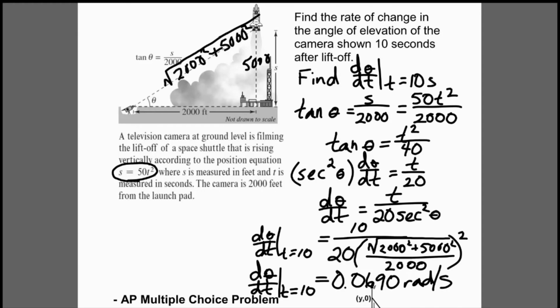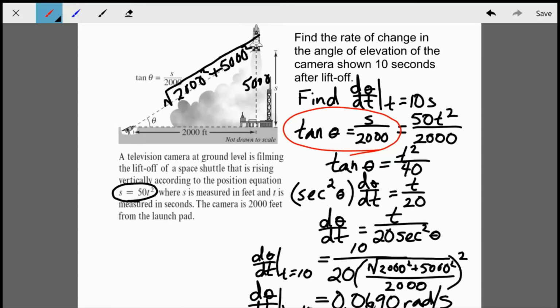So I know I have all of these things that are given in the diagram. So I want to find d theta/dt because I'm looking for the rate of change in the angle of elevation. I want to find that when time is equal to 10 seconds. All right, so we use that relationship that tangent theta is S over 2000, and then I just substituted in the idea that was given here, that position is equal to 50t squared. So now I have theta directly related to t. So what's a little bit different about this one is I have a t in my equation.